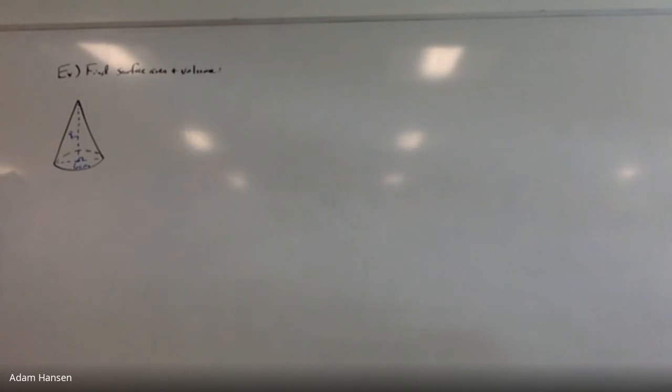Find the surface area and volume. The 9 centimeter and 6 centimeter lengths are shown. That's a 6 centimeter length across the circle through the center. How would we call that? It's not the radius, it's the diameter. Diameter is 6 centimeters. So what would the radius be?